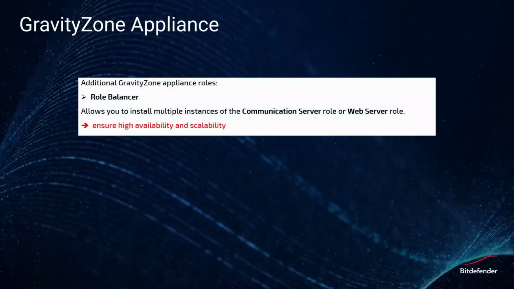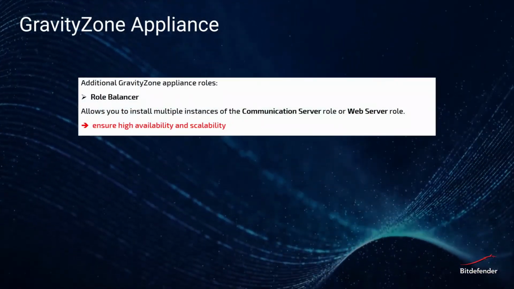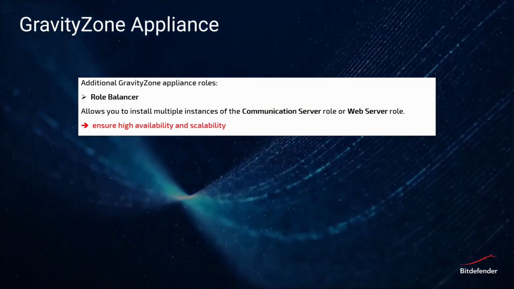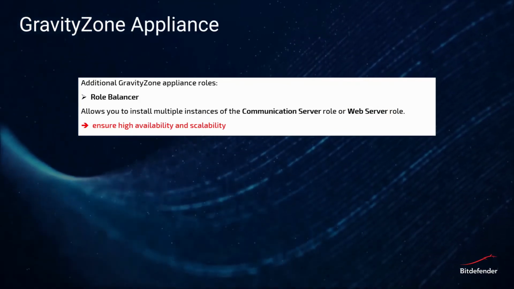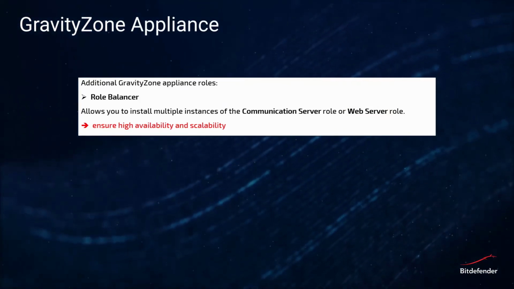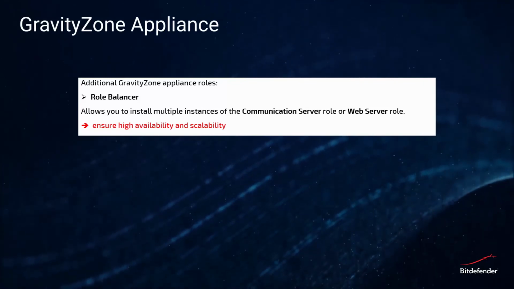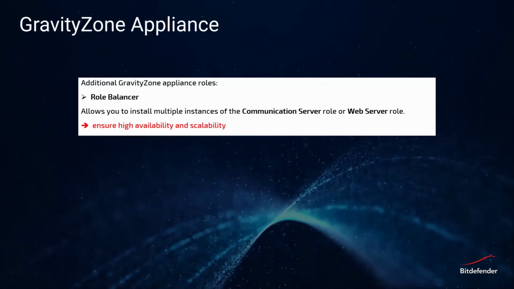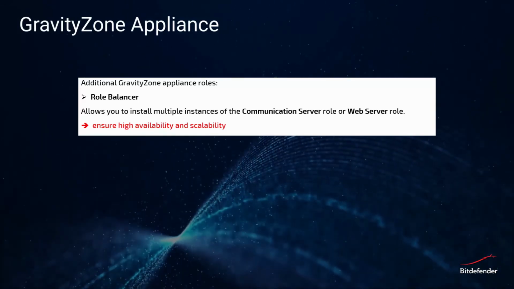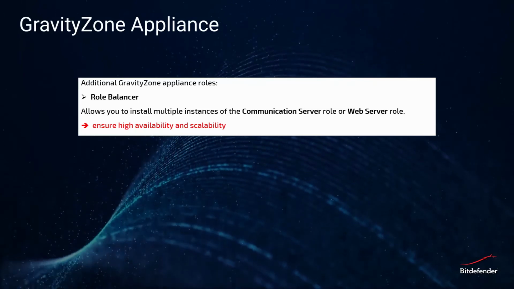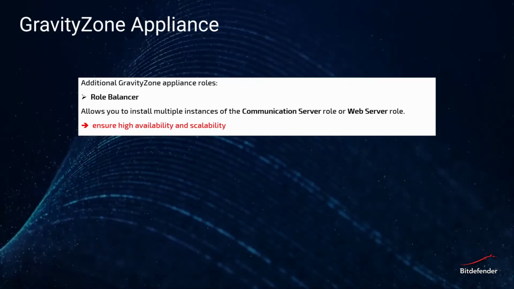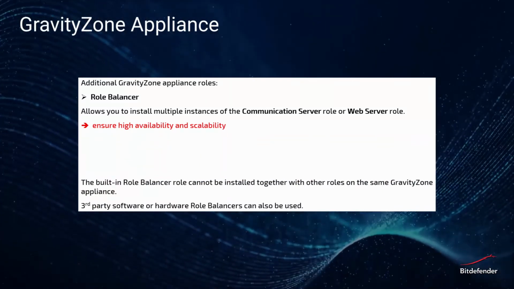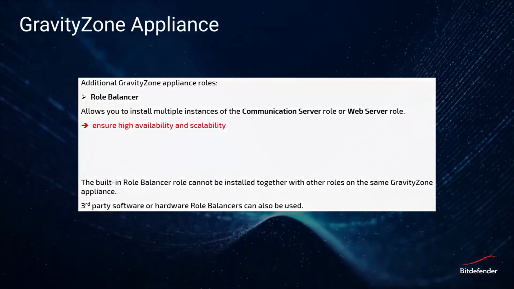To ensure reliability and scalability, you can install multiple instances of specific roles, either communication server or web console. Each role instance is installed on a different appliance. All instances of a specific role must be connected to the other roles via a role balancer. The GravityZone appliance includes built-in balancers that you can install and use. If you already have balancing software or hardware within your network, you can choose to use them instead of the built-in balancers. Built-in role balancers cannot be installed together with other roles on a GravityZone appliance.